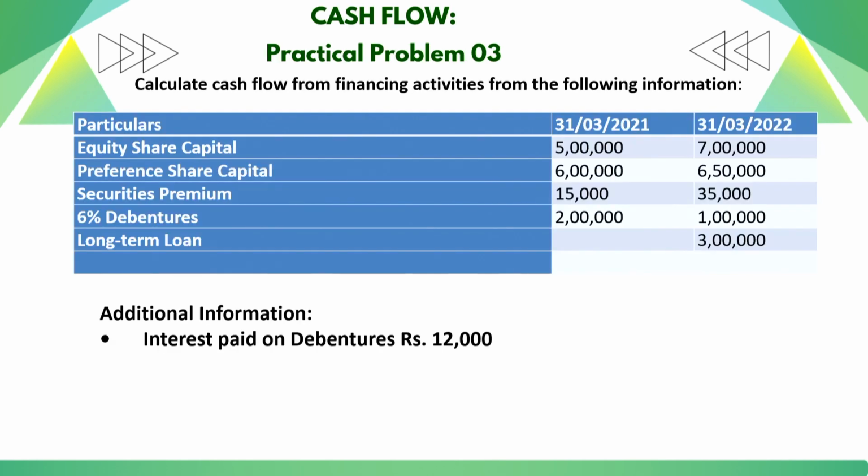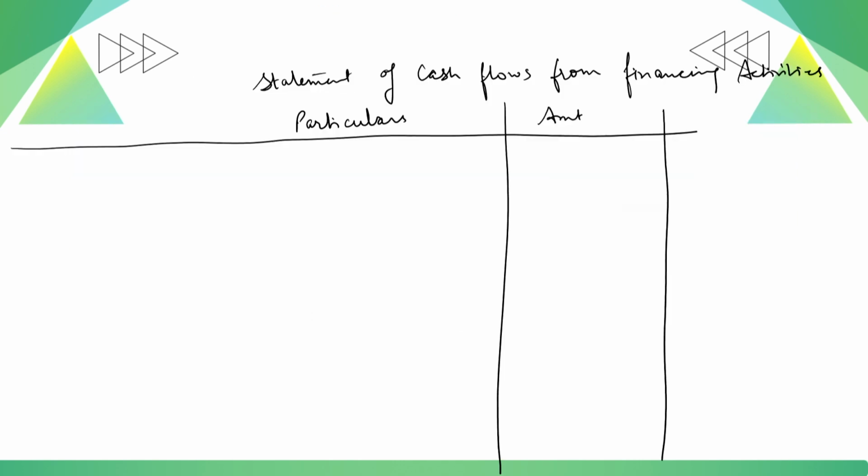To start with, we can see the equity capital in the year 2021 was 5 lakh, but in the year 2022 it is 7 lakh. There is an increase of 2 lakh rupees, mean the company must have issued a share capital of 2 lakh. So we put it at the first step, issue of share capital, that is amounting to rupees 2 lakhs.